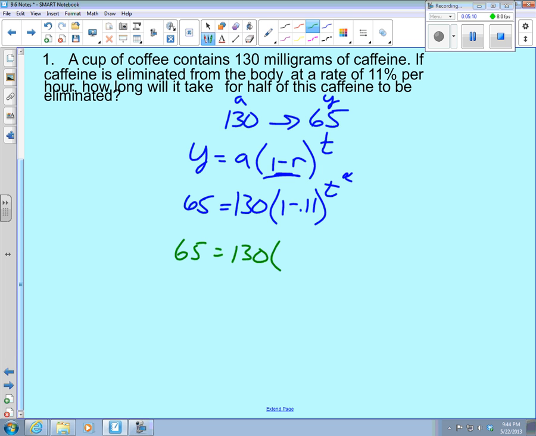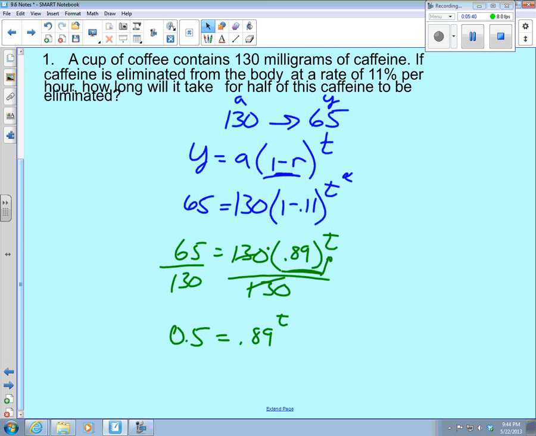1 minus 0.11 is going to give me 0.89 to the t power. So I'm going to get this 0.89 to the t power by itself. I'm going to divide both sides by 130 because you're multiplying by 130 over on this side. These cancel out. 65 over 130 is obviously 0.5 because it's half of 130. Half the caffeine equals 0.89 to the t power.